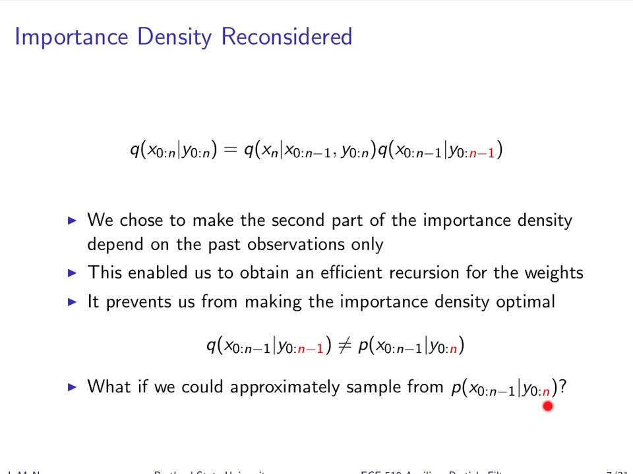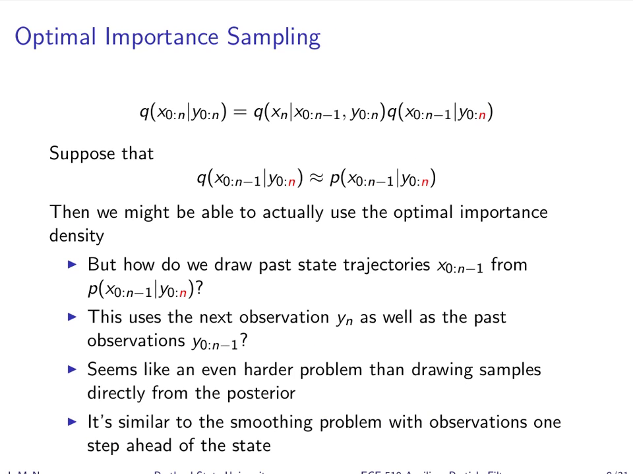Imagine for a moment that we could actually sample from this somehow. Or let's consider whether that's something we might be able to do. So let's say we can draw samples from that now. If that were true, then we might actually be able to use the optimal importance density. Because we can factor it this way, and if we can somehow draw entire trajectories from 0 to n-1 here, then we've already solved for the optimal importance density of what this ought to be. But then it combines with this in such a way that we can make this equal to the full joint posterior if we want to.